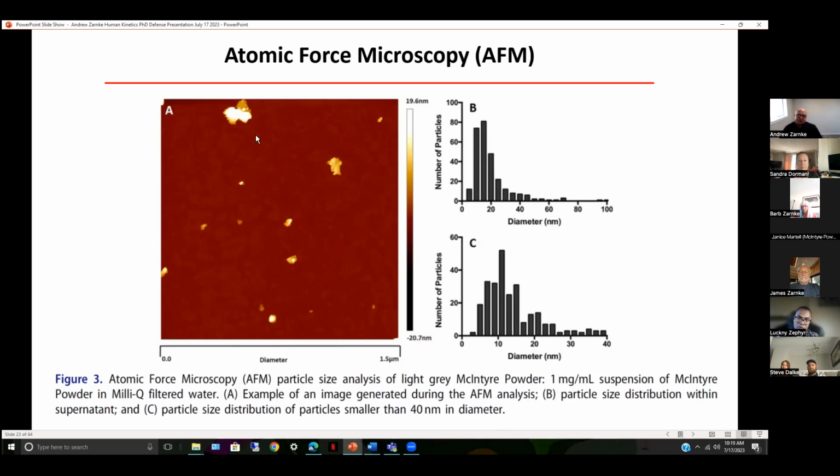And after this analysis, the program takes all of these images and compiles them together and generates a count for each one of these particle size diameters. You can see that there is a substantial number of particles that are below 20 nanometers in size.